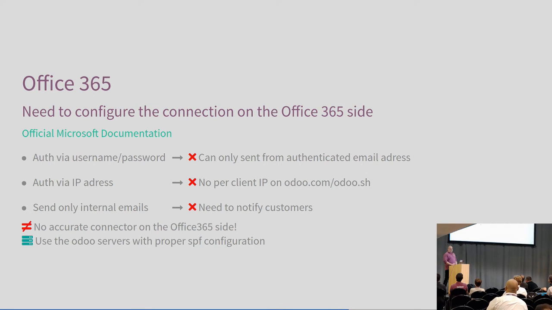Then you need to use another mail server to send emails. To do this, you will use the Odoo mail servers, and as Office 365 enforces the use of SPF, you need to configure SPF on your domain. And configuring SPF on your domain is just adding include:spf.odoo.com. And that's it.